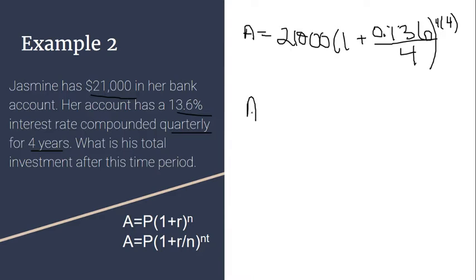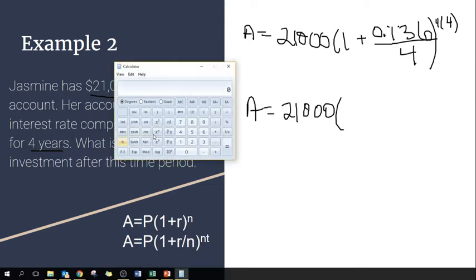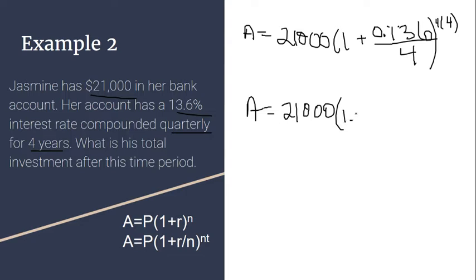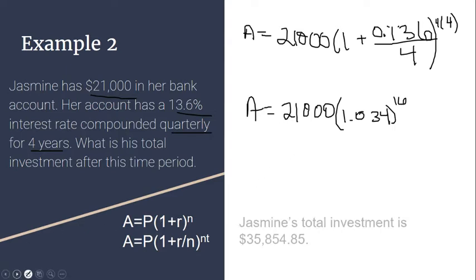Go ahead, type that into your calculator. So we're going to have 21,000. When we type that middle into our calculator, we're going to have 1 plus 0.136 divided by 4. So we get 1.034. 4 times 4 gives us a 16. Type that into your calculator, round to the nearest cent, and we get that Jasmine's total investment is $35,854.85.